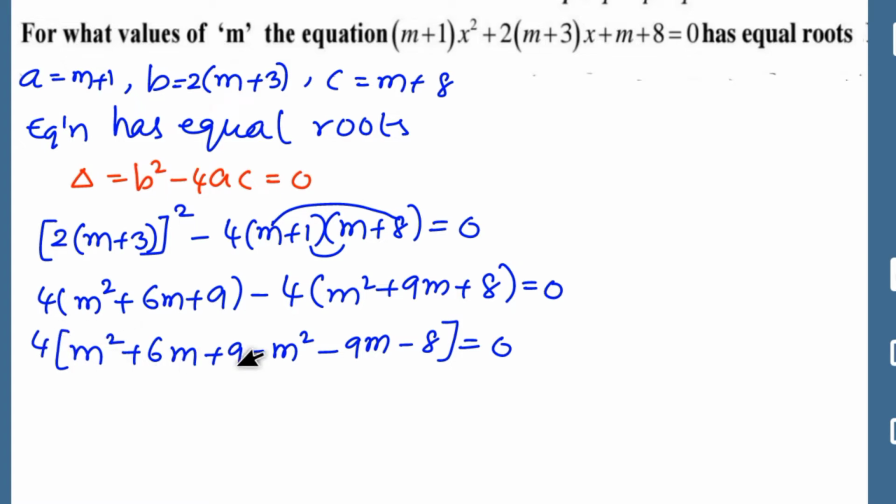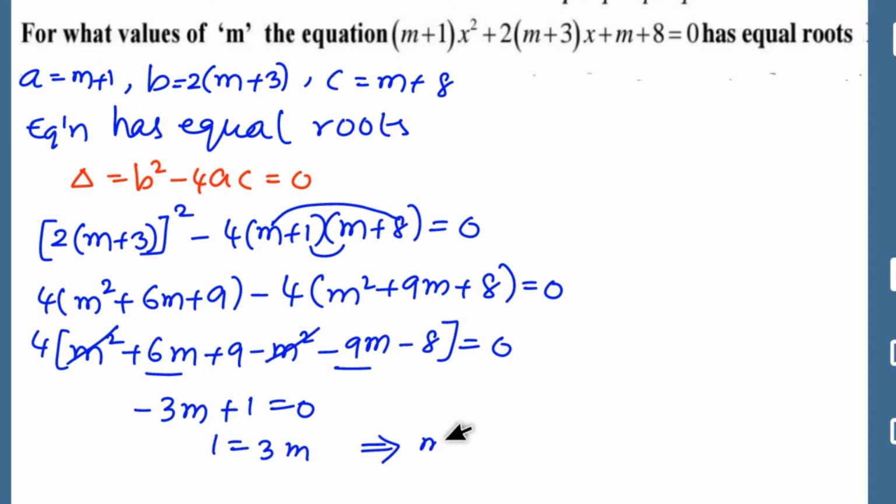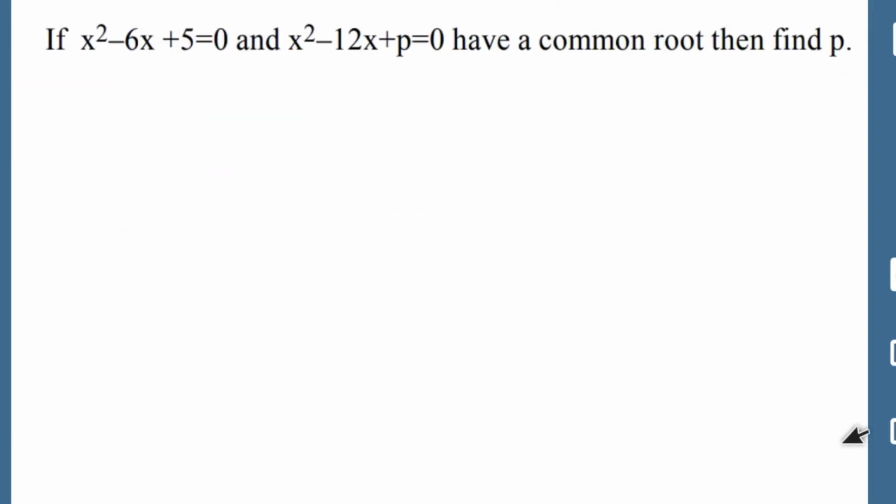So send 4 this side, it becomes 0. Plus m square, minus m square cancel. 6m minus 9m is minus 3m, 9 minus 8 is plus 1, equals to 0. Therefore 1 equals to 3m. Therefore what is the value of m? M equals to 1 by 3. This is the answer. M value is 1 by 3.